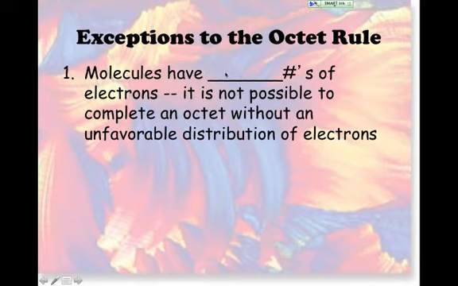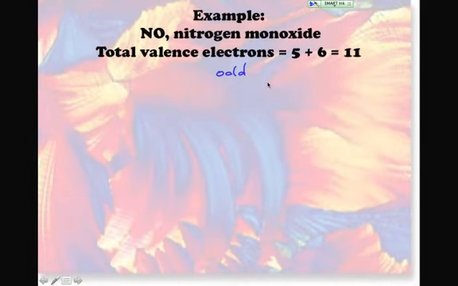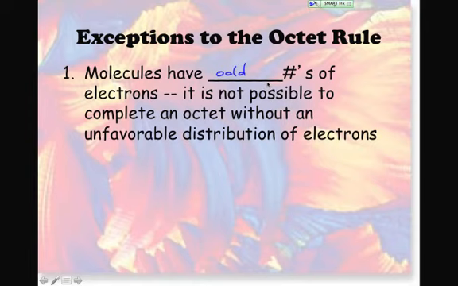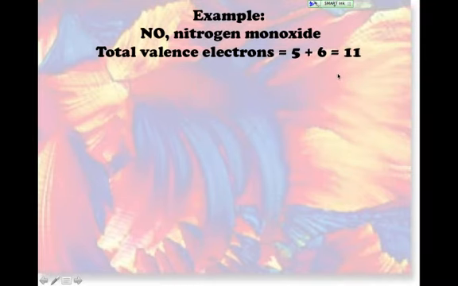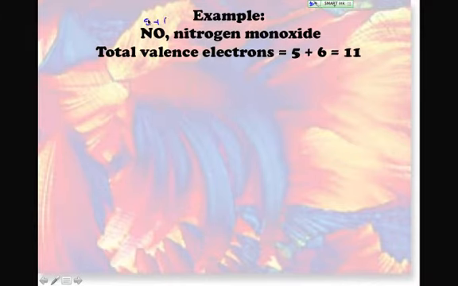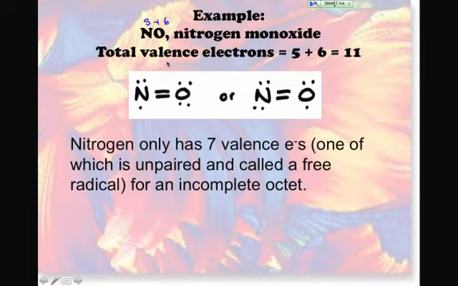The first one is in molecules that would have odd numbers of electrons, where it's just not possible to complete an octet without an unfavorable distribution of electrons. One example of that is nitrogen monoxide. It has a total number of valence electrons of, for nitrogen, 5, and for the oxygen, 6. There's no way that's going to add up to an even number. So we have 2 possible structures that we can show that get us the closest to fulfilling the octet rule. What do you think? Which one looks better?